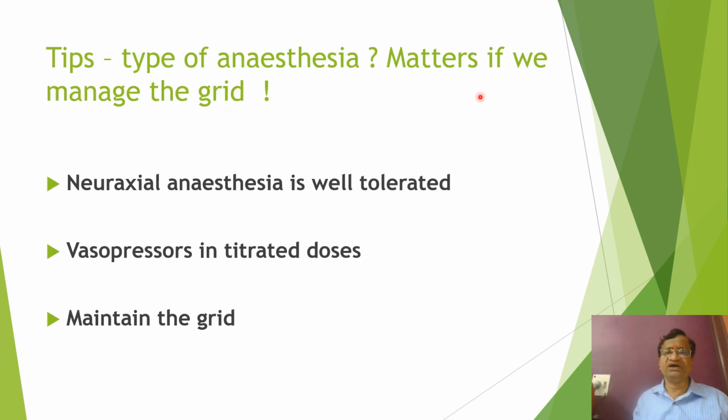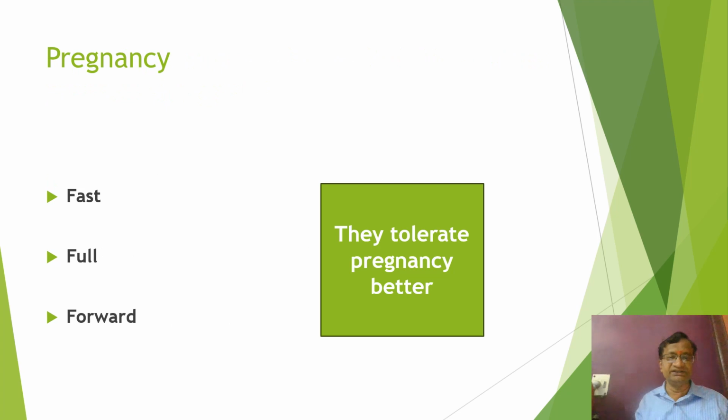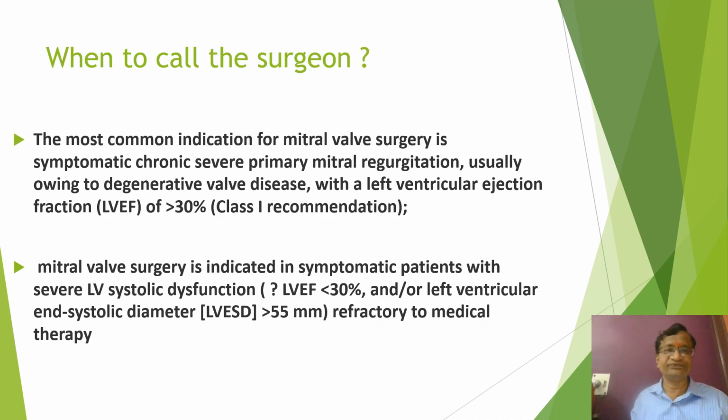Types of anesthesia: it doesn't matter if you maintain the grid of cardiac anesthesia. Neuraxial anesthesia is well tolerated because it vasodilates and afterload decreases. But preload also decreases, so we need to be careful. Vasopressors in titrated doses, maintain the grid. In pregnancy, we know heart rate increases, systemic vascular resistance decreases, and volume increases. Because of all these things, MR is tolerated better in pregnancy.